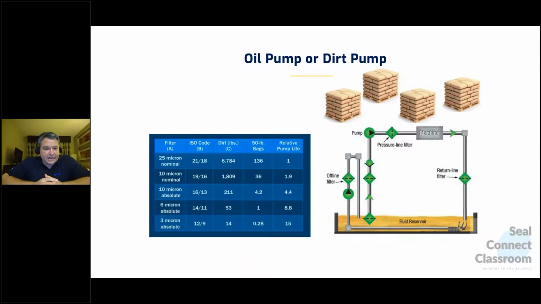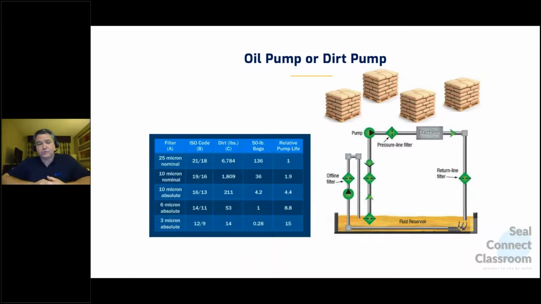19 is the next line item at 10 micron. That is 5,000. So from 2,500 to 5,000. 16 would be 640. 14 would be 160 max. And then down to the bottom where you have 12, which is 20 to 40 max particles.